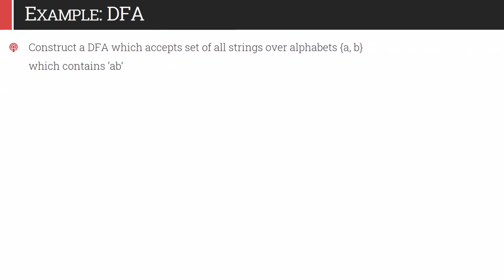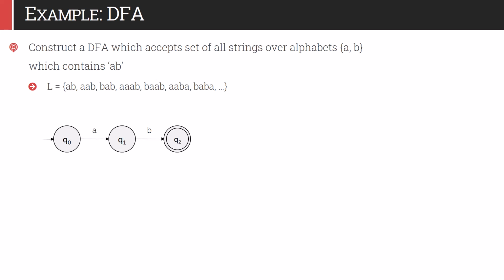Construct a DFA over alphabet {a, b} that has AB as a substring. So all the strings must have AB as a part of the language. Now AB can be at the beginning, it can be at the end, it can be anywhere in between, but AB must remain present. AB is the smallest length string, so let us first draw the DFA for that. So this is the DFA for AB. Now we will try to adjust all possible arcs.